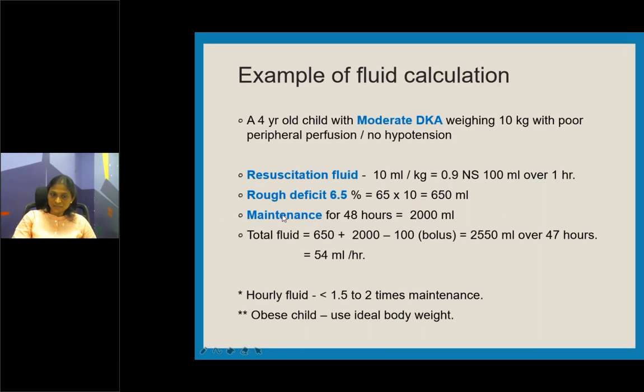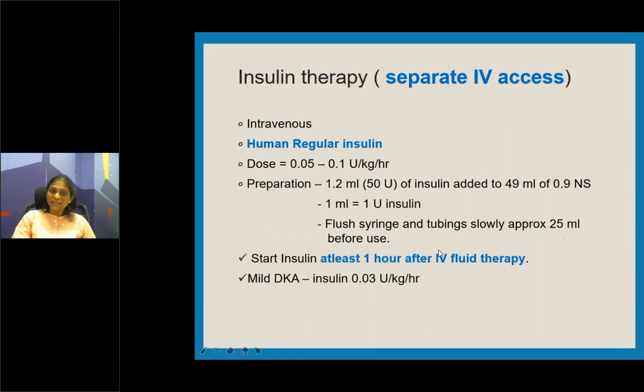In case the child is obese, we definitely have to use ideal body weight for height and then calculate fluids. So next comes the insulin therapy. Always have a separate IV access for insulin, because a bolus or a push of fluid can cause a rapid infusion of insulin and can cause hypoglycemia, rapid drop of serum osmolality, worsening cerebral edema, and so on. So insulin always has a separate IV access and do not connect anything else to it.